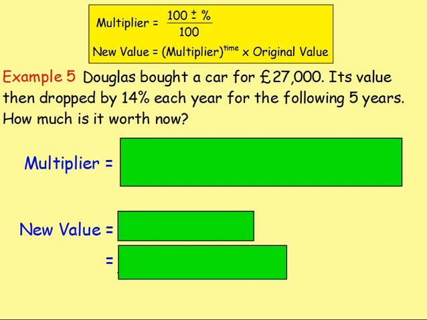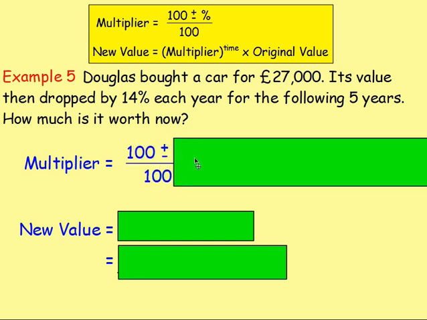Once again, we cannot just work out 14% of the £27,000 and then times that by 5 because the 14% changes each year. For the first year, it's 14% of the 27,000. But then after that first year, it's 14% of whatever that value is. And then the following year, it's 14% of whatever that value is. So we could always do that the long way by working out 14%, taking it away, 14%, taking it away, 14%, taking it away. You get the idea. Or we can use multipliers.